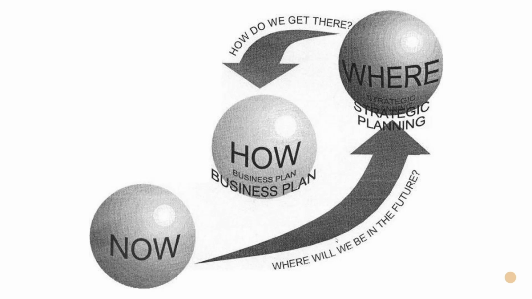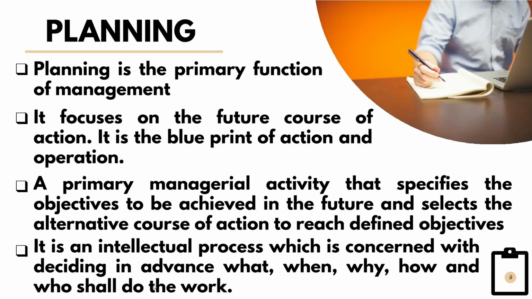Next, we will now be figuring out how to get there, which involves creating a detailed business plan. So this is where we decide the specific steps we need to take to reach our goals. Okay? So this image shows us how planning starts with our current position and how it helps us decide our future direction and guides us through the steps to get there. So let's proceed to the definition of planning.